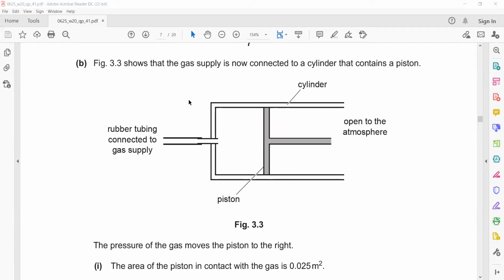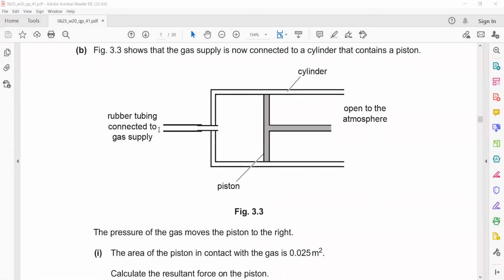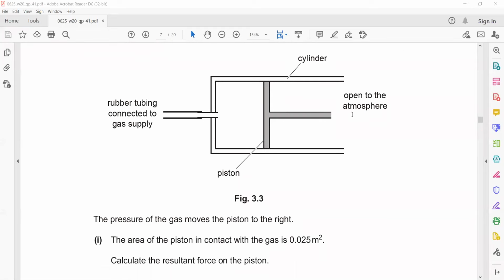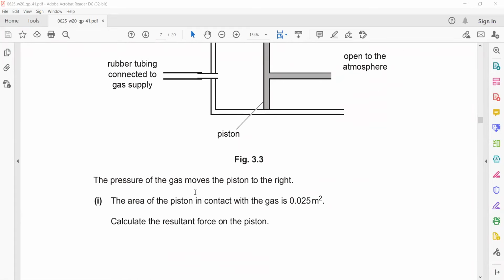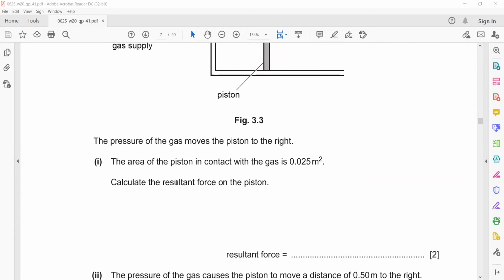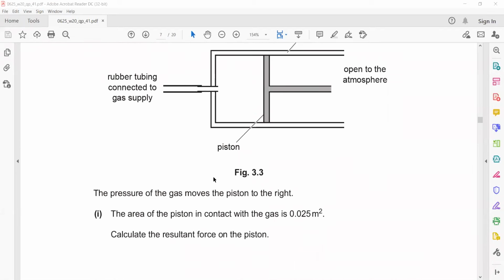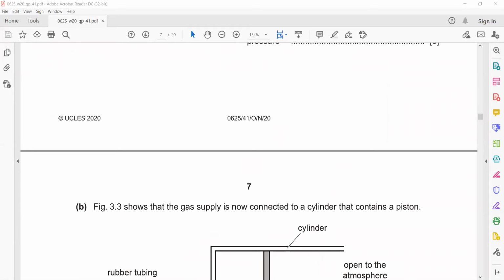Figure 3.3 shows the gas supply is now connected to a cylinder that contains a piston. The rubber tubing is connected to the gas supply. This side is open to atmosphere. The pressure of the gas moves the piston to the right hand side. The area of the piston in contact with the gas is 0.025 meters square, and we need the resultant force on the piston. In the previous part we already calculated the pressure exerted by the gas. So pressure is force by area. What is the pressure?